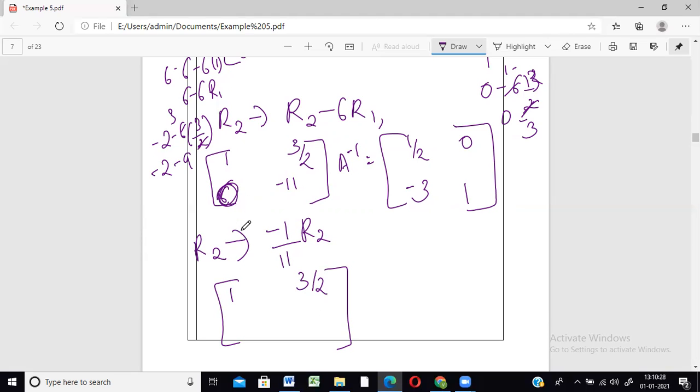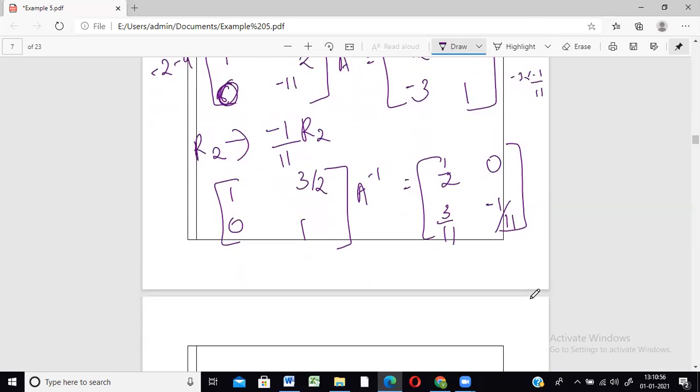This thing divided by minus 1 by 11 है तो इसको हम क्या करेंगे, 0 है तो there is no difference. This is minus 1 in minus 11 into minus 1 upon 11. So that's 1 A inverse. Row 1, no change. Row 2 is minus 3 into minus 1 by 11. So that becomes 3 by 11. This is 1 into minus 1 by 11 is minus 1 by 11.